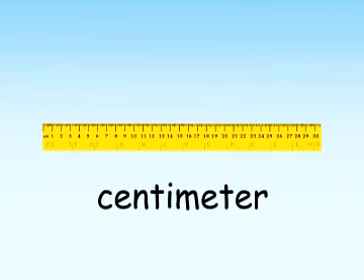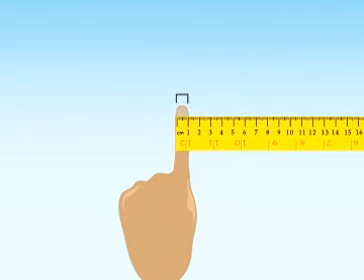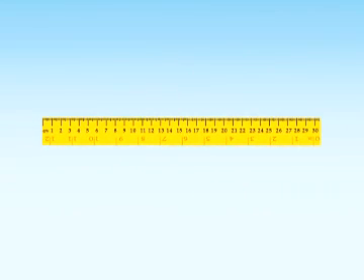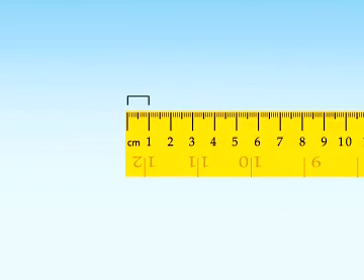We can measure in centimeters. How long is a centimeter? A centimeter is about as wide as your pointer finger. Centimeters are marked on a ruler. The metric system uses centimeters. We can see centimeters on a ruler. This shows 1 centimeter. This shows 2 centimeters. This shows 3 centimeters.